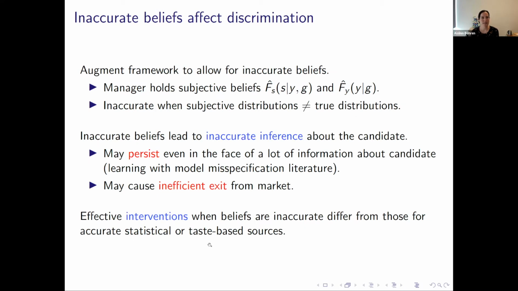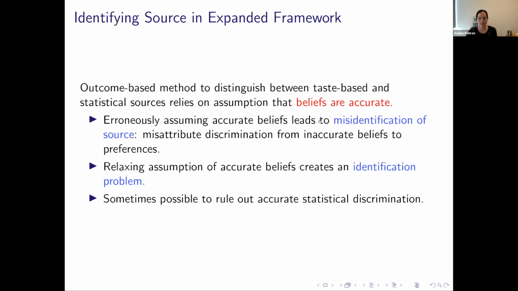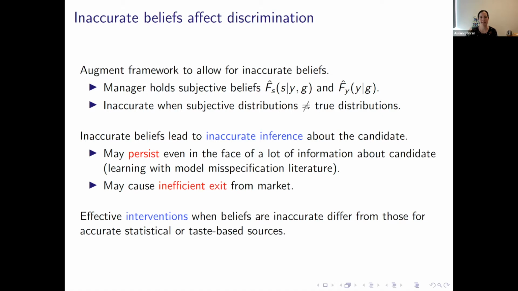How do inaccurate beliefs affect discrimination? Well, first we can augment the simple hiring framework I presented to allow for inaccurate beliefs. The way we propose doing so in our paper is using a model misspecification approach. We assume that the manager holds subjective beliefs, where the hat denotes the subjective rather than the true distribution. The relevant beliefs, again, are the signaling technology, the conditional distribution of the signal given productivity, and the underlying productivity distribution. These beliefs are inaccurate when the subjective distributions differ from the true distributions. And these inaccurate beliefs can lead to inaccurate inference about the candidate.